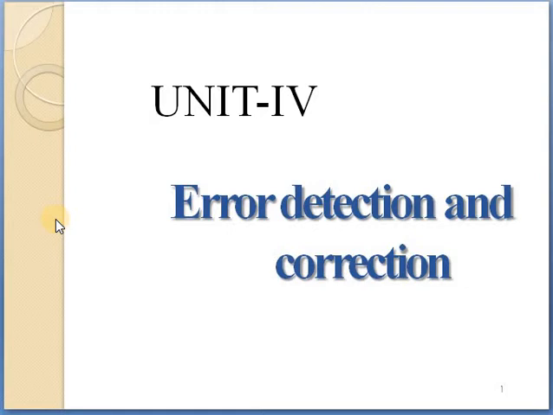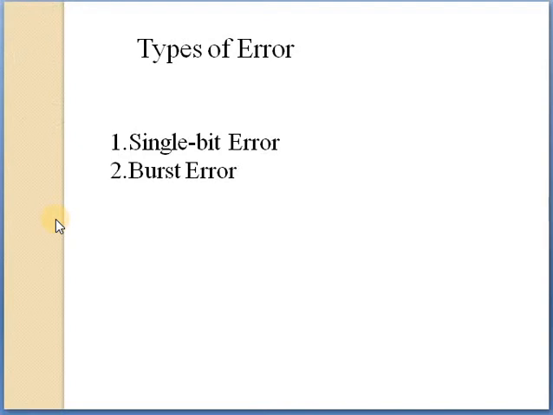Let us start today's lecture points. First is the types of error. There are mainly two types of error: first is the single bit error and second is the burst error. Interferences like noise and distortion can change the timing and shape of the signal. If the signal is carrying binary encoded data, such changes can alter the meaning of the data. And these errors can be divided into two types: single bit error and burst error.